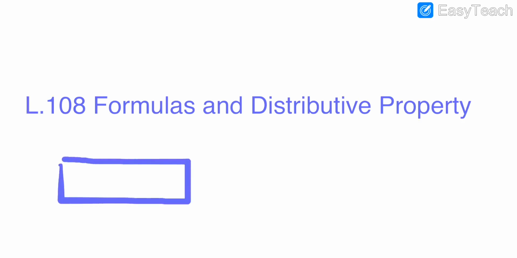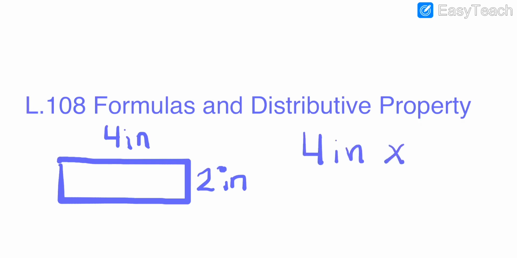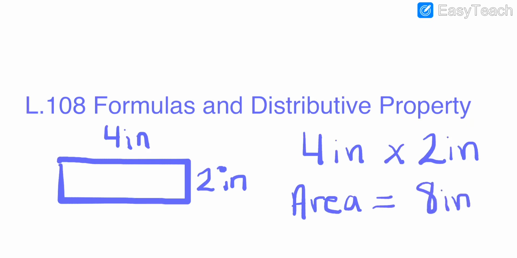So if we had a rectangle that was 4 inches long and 2 inches wide, and we wanted to find the area, we would do 4 inches times 2 inches, and then our area would equal 8 inches squared.